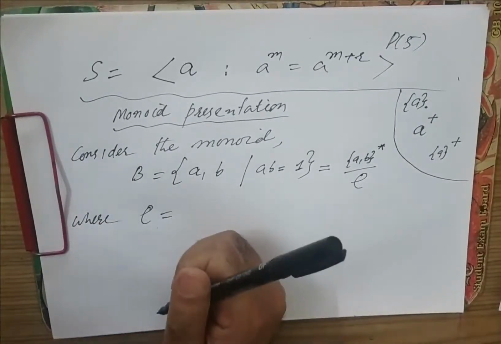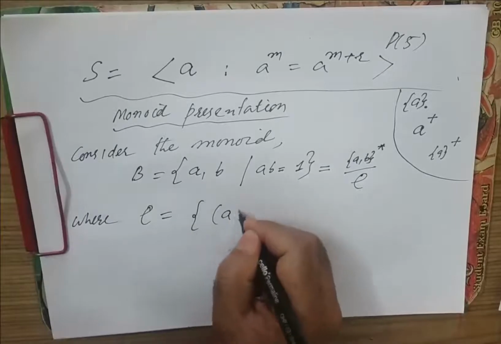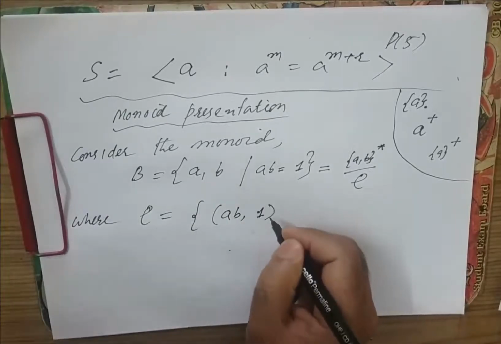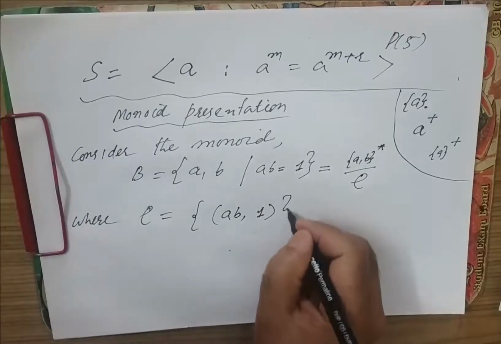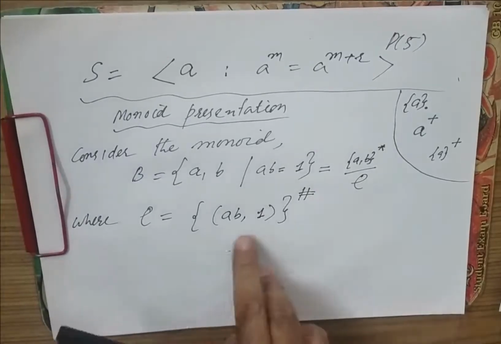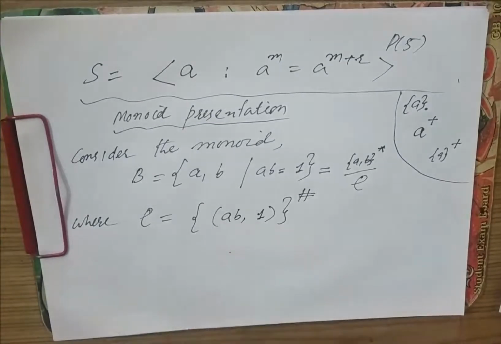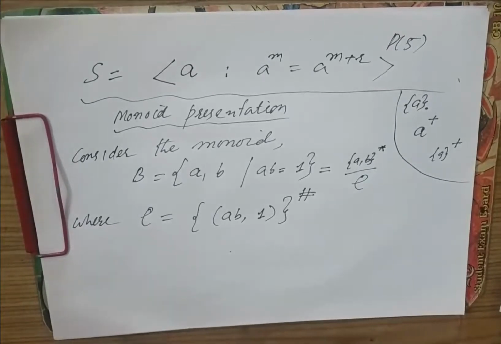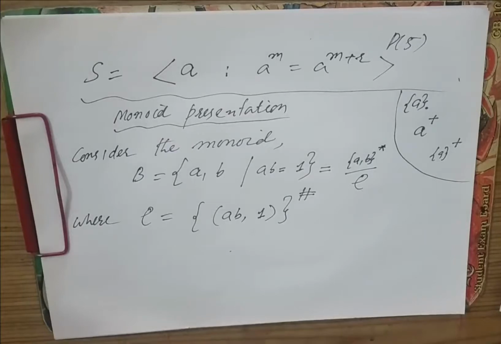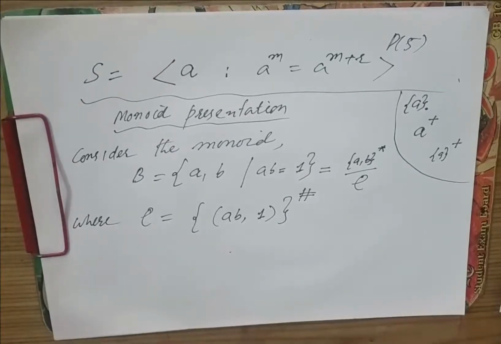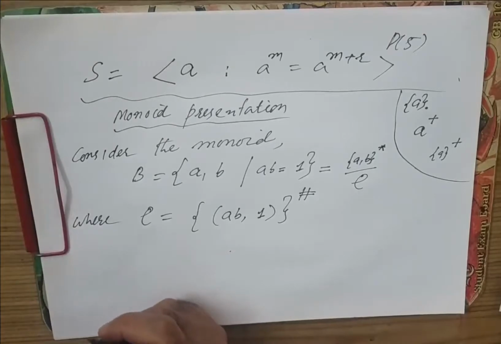Rho is the congruence generated by this relation. R is this pair, only one pair, R contains only one pair. So you can see the rho classes. It's the rho classes actually.